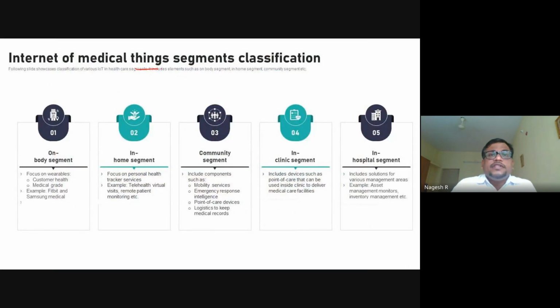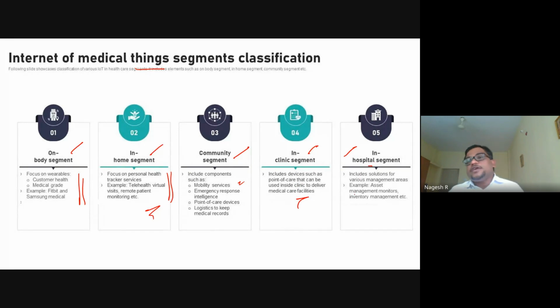The Internet of Medical Things segments can be classified as on-body segments, in-home segments, community segments, in-clinic and in-hospital. Those which we wear are called on-body segments. At home, we have trackers, telehealth and virtual visits. Community-wise, there are mobility services and emergency responses. In clinic are those devices that can be used to deliver medical care services. And in hospitals are things like asset management, dashboards and inventory management, which help the hospital function properly.